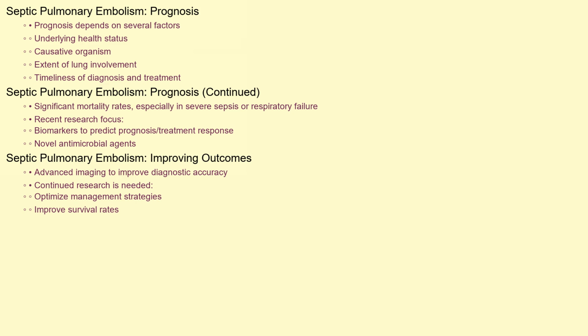The prognosis of septic pulmonary embolism depends on several factors, including the underlying health status of the patient, the causative organism, the extent of lung involvement, and the timeliness of diagnosis and treatment. Mortality rates can be significant, particularly in patients with severe sepsis or respiratory failure. Recent research has focused on identifying biomarkers to predict prognosis and response to treatment. Studies have also explored the use of novel antimicrobial agents and advanced imaging techniques to improve diagnostic accuracy and therapeutic outcomes. Continued research is needed to optimize management strategies and improve survival rates in patients with this challenging condition.